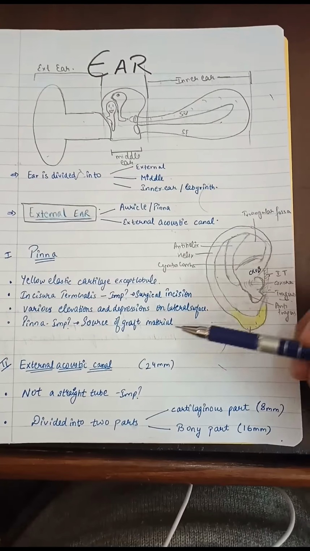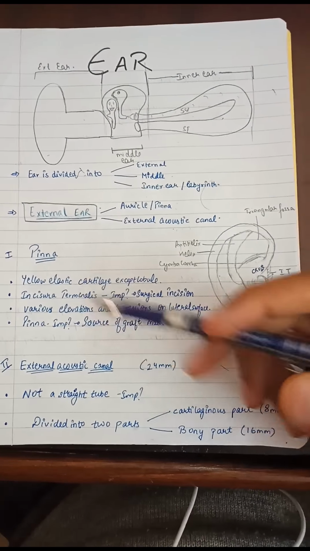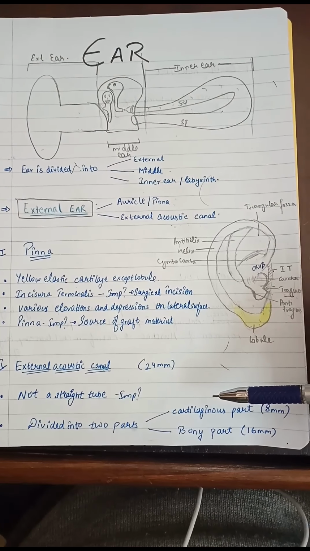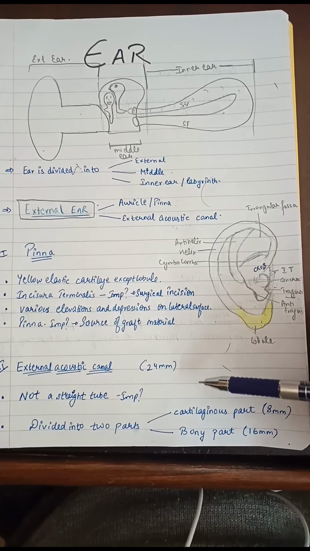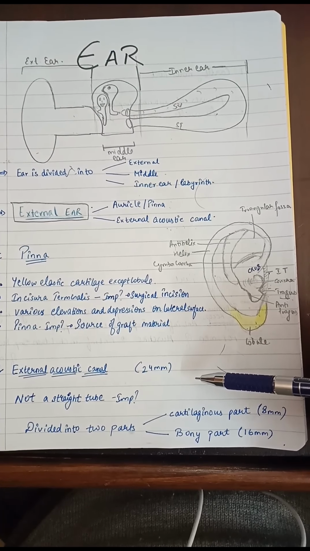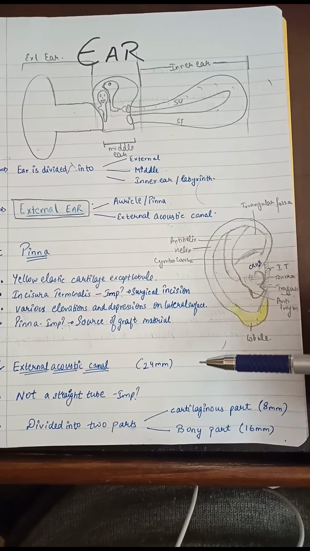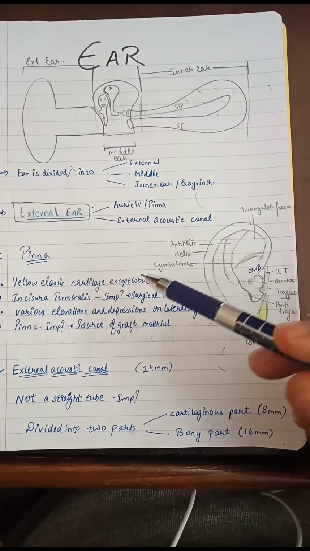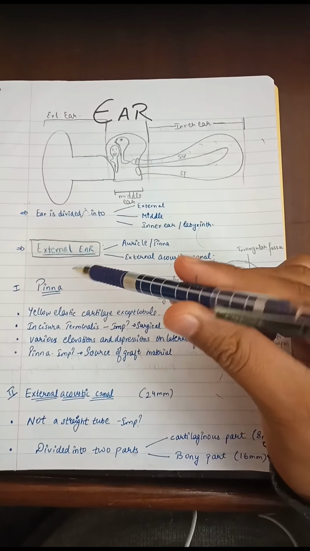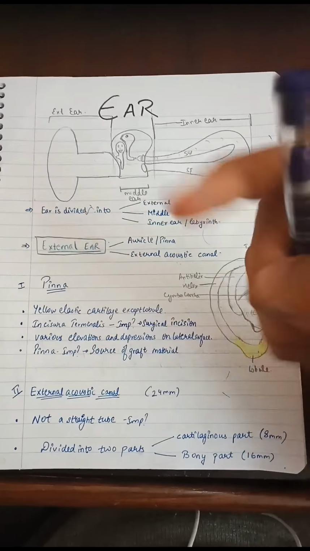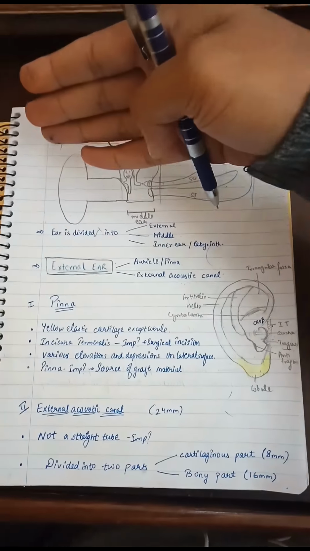If we talk about the direction, the outer part is directed upward, backward, and medially, whereas the inner part is directed downward, forward, and medially. So the direction comes like this. If we talk about that, this is the ear and the face is this side.